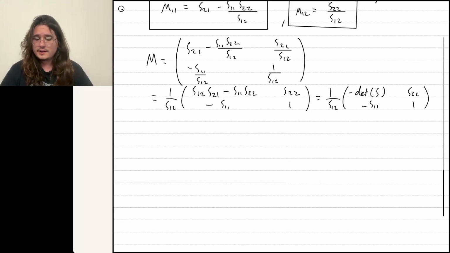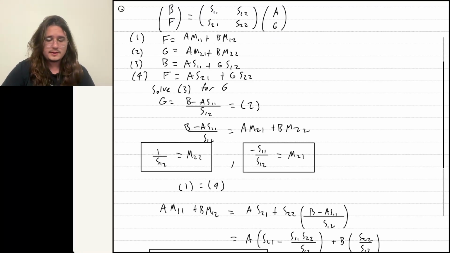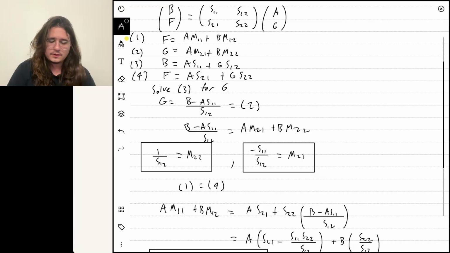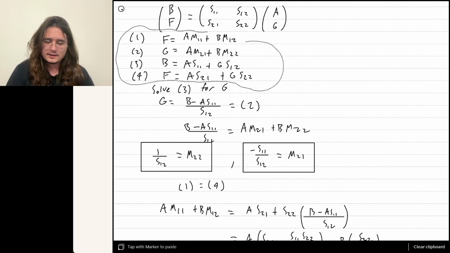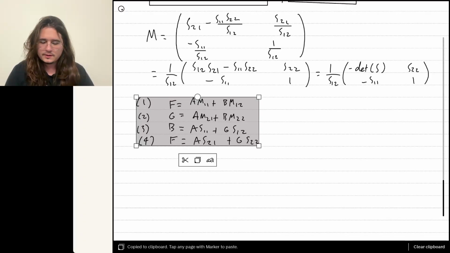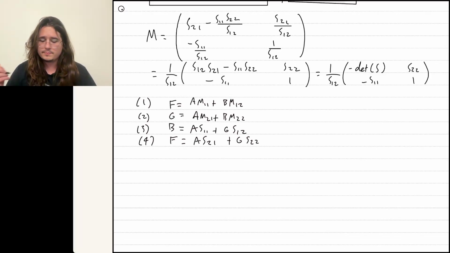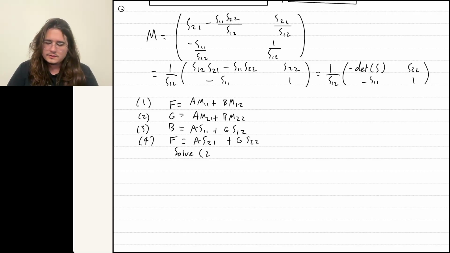Now we've got to do the same thing backwards. So we're going to get S in terms of M now. Let me copy down the same equations that we used before and do something slightly different. We're basically going to be doing the operations in reverse. So first step now is to solve 2 for B. So you get B equals G minus A M21 over M22.